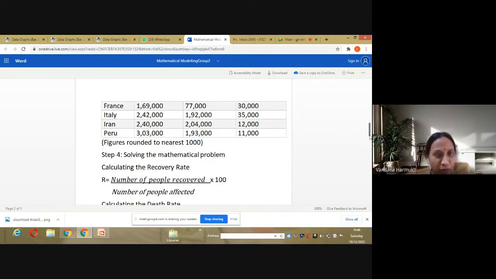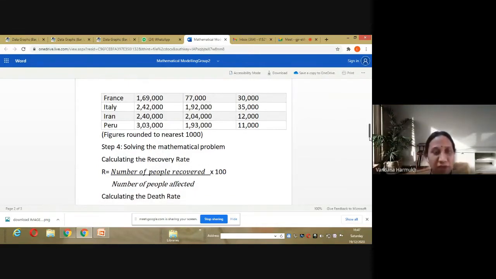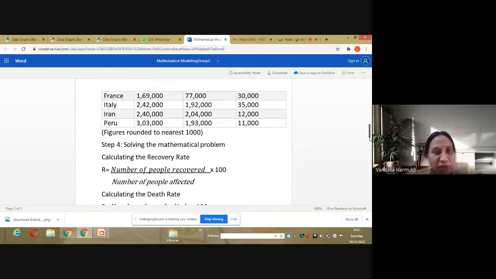Then step 4 was solving the mathematical problem. We have used two formulas here. First is for calculating the recovery rate. The formula is the number of people recovered in a particular country upon the number of people affected in that country, multiplied by 100.